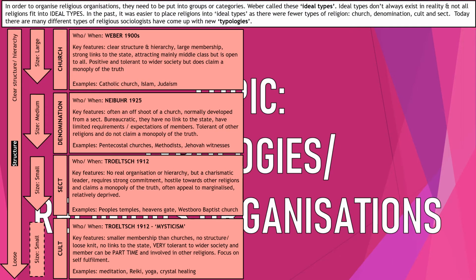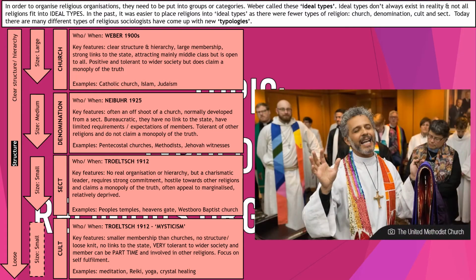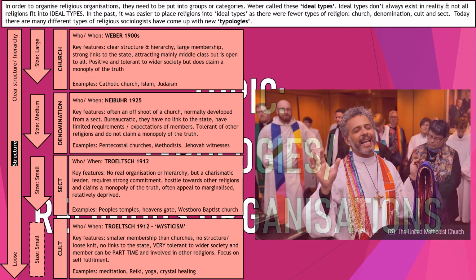And then in 1925, Niebuhr came along and he added in the final element of this traditional typology. And these were the denominations. So these were somewhere in the middle between a church and a sect. So bigger than a sect, but not quite a church. They had bureaucracy, no connection to the state, limited requirements, but maybe slightly more expectation than a church. They were tolerant of religions, no monopoly of the truth. And this would be stuff like Pentecostal churches, Methodists, and Jehovah's Witnesses.